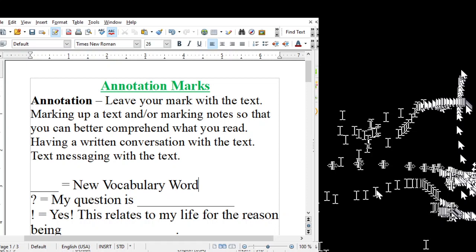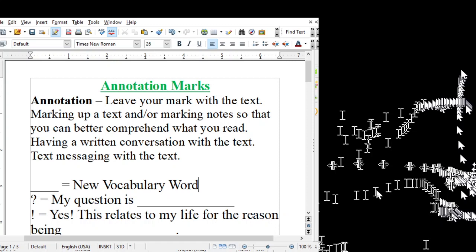All right, symbol number two is the question mark. So you would underline the text. If we were in class and you had your book, you would underline the text that you had a question about. And then on the side, in the margin, you would write the question that you had. You would say, my question is, and then you would write the question.